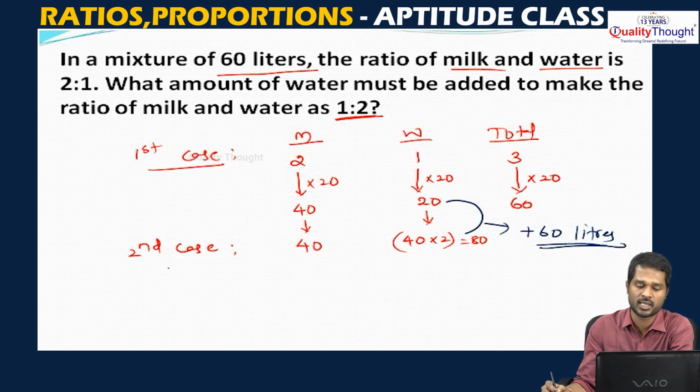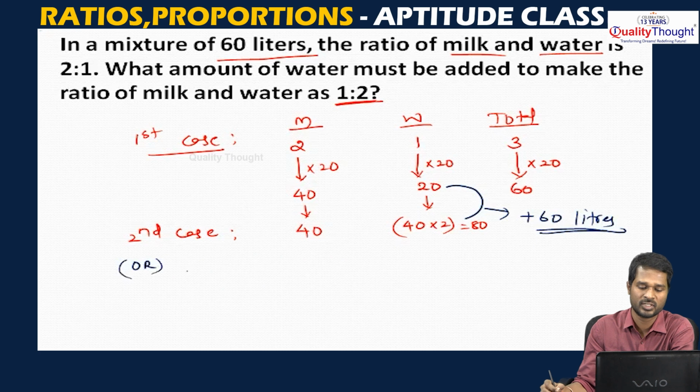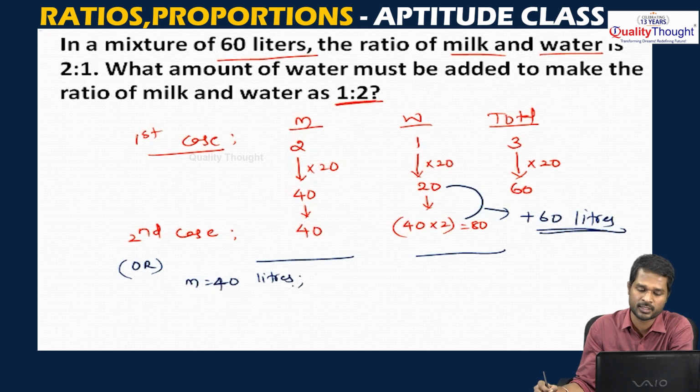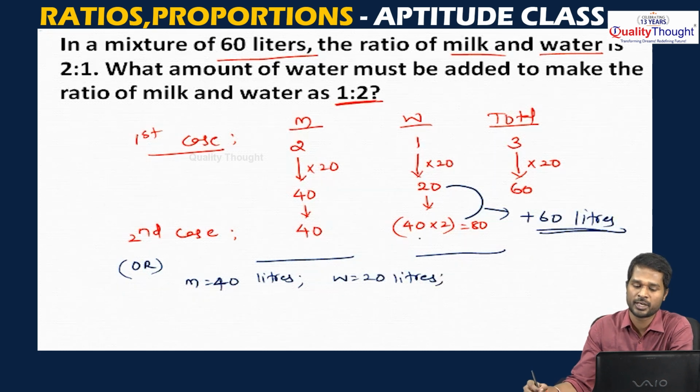Otherwise, we'll see one more method to solve this question. From the first case we calculated milk as 40 liters and water as 20 liters. Now the new ratio has become 1:2. So I'll write extra water quantity. Extra water, let's take it as P liters.